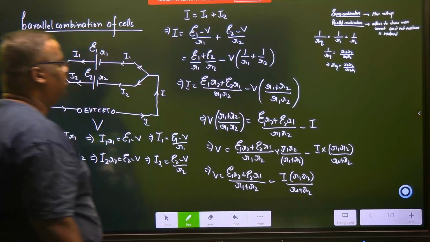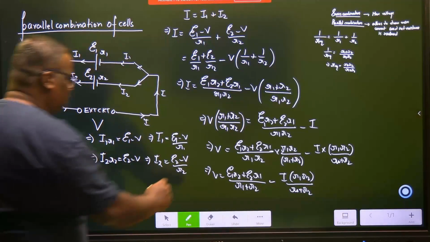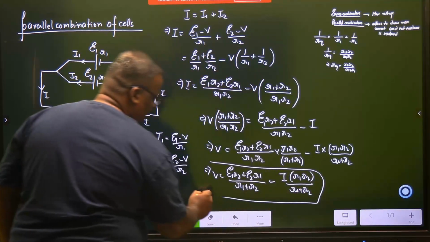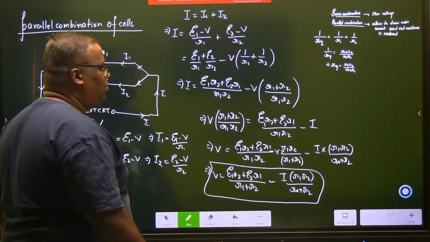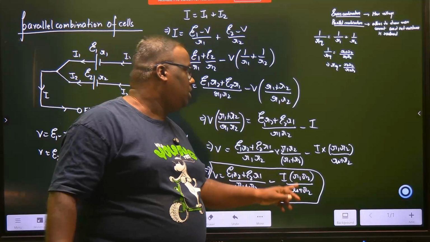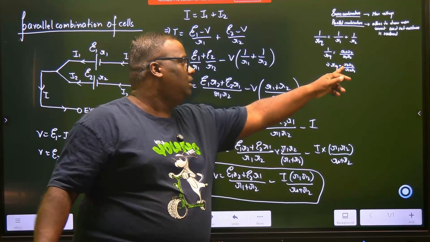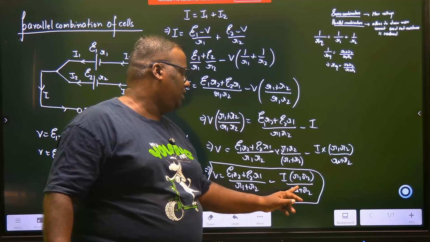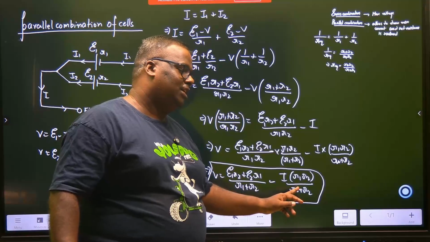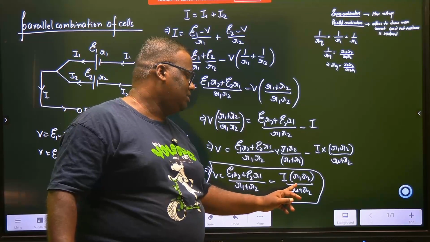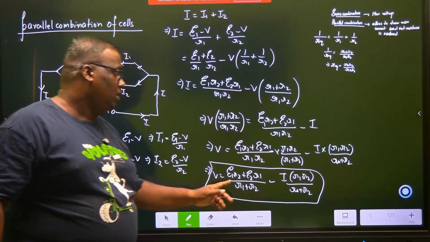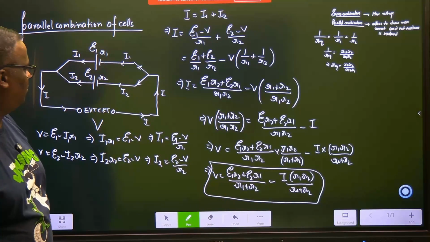Now just have a look at this expression properly, okay? So this again tells you, this component is the parallel combination of the internal resistance. This is the equivalent resistance for the parallel resistance combination, and this is known as the weighted average EMF.